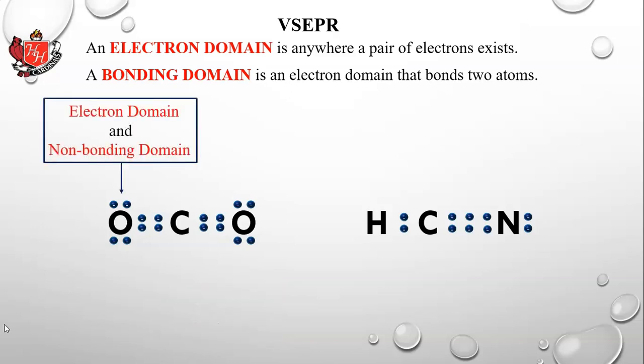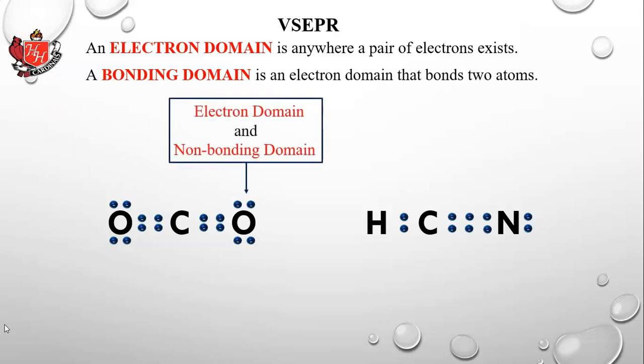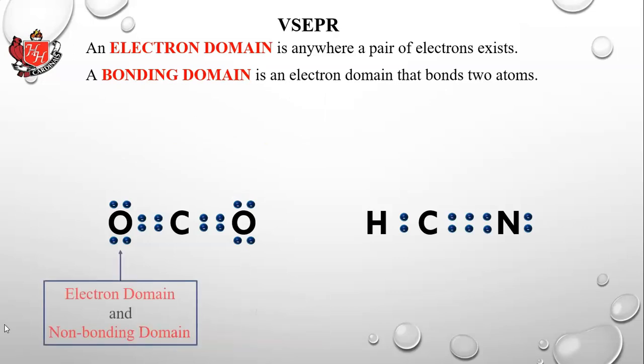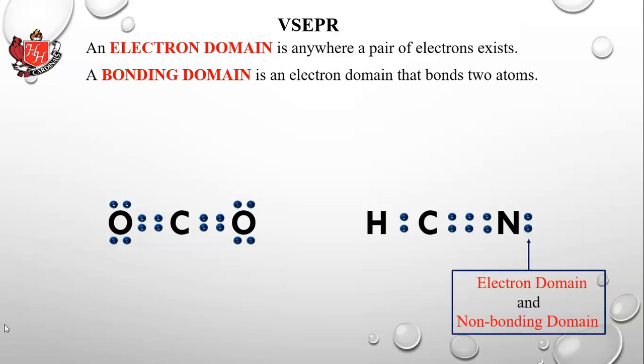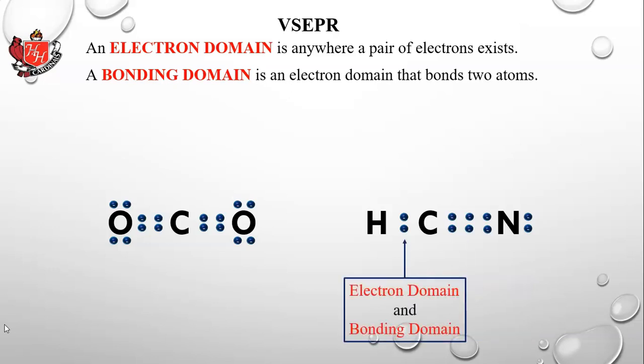That lone pair there is an electron domain and a non-bonding domain. It doesn't bond two atoms together. Same with that one, same there, and same there. Every one of them is an electron domain. Over here, that's an electron domain and a non-bonding domain. That's one electron domain and one bonding domain, even though it's a triple bond. It's just one place where two atoms are being bonded. And finally, the single bond between carbon and hydrogen is an electron domain and a bonding domain.